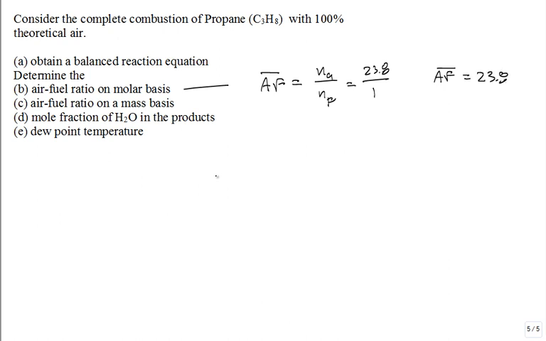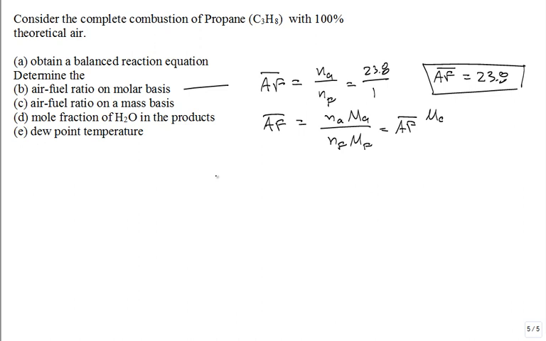What about the air to fuel on a mass basis? Well, I have to multiply the number of moles of air times the molar mass of air, divided by the number of moles of fuel times the molar mass of fuel. Or the air to fuel on a molar basis times the molar mass of air over the molar mass of fuel. So this would be 23.8, 28.97, and the molar mass of propane. I have to look it up. 44.09. There you go.